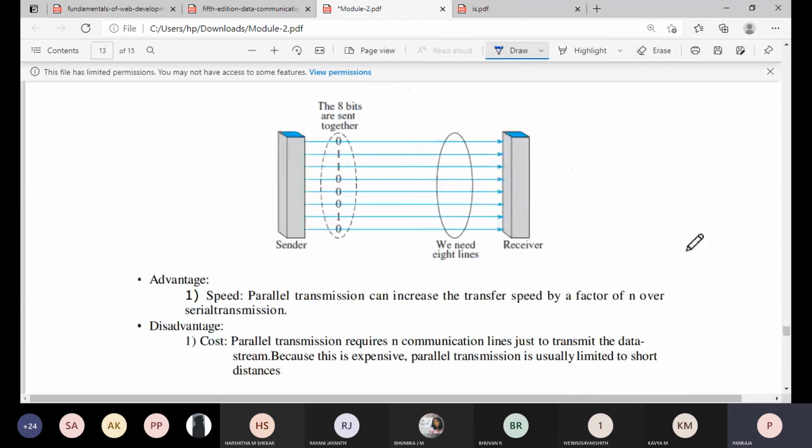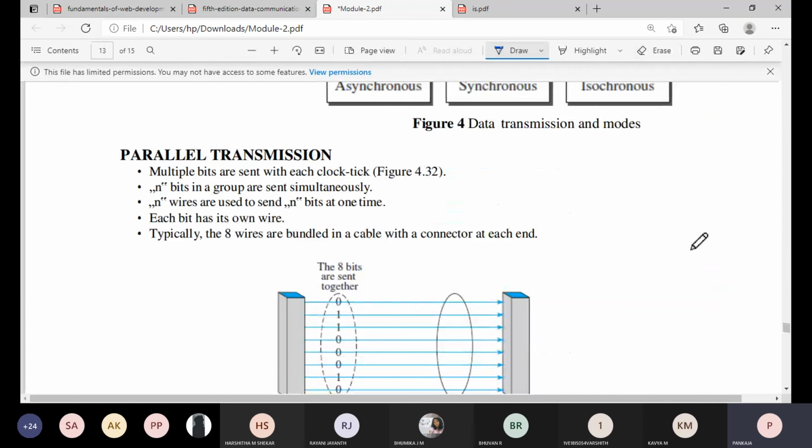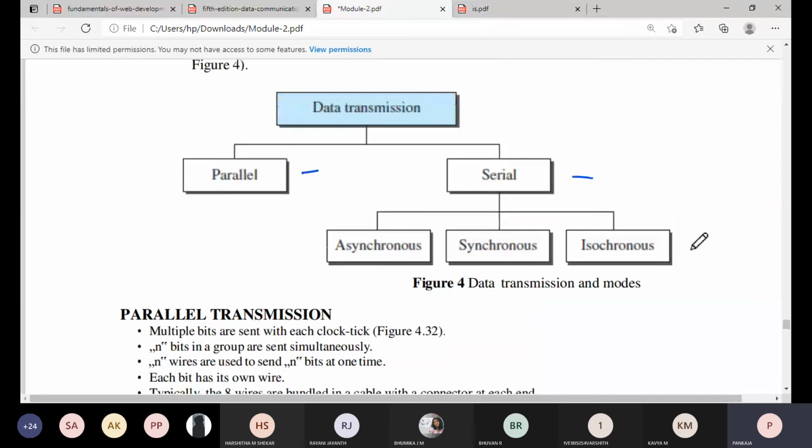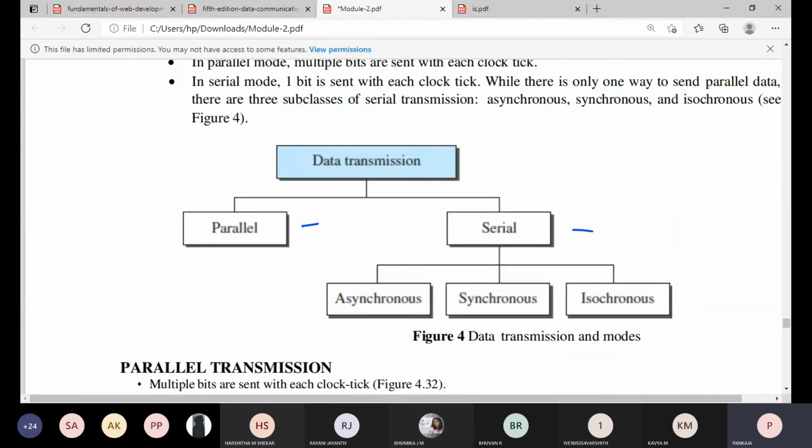So any queries with respect to this? Yesterday we discussed PCM and also data transmission. Any queries regarding this?